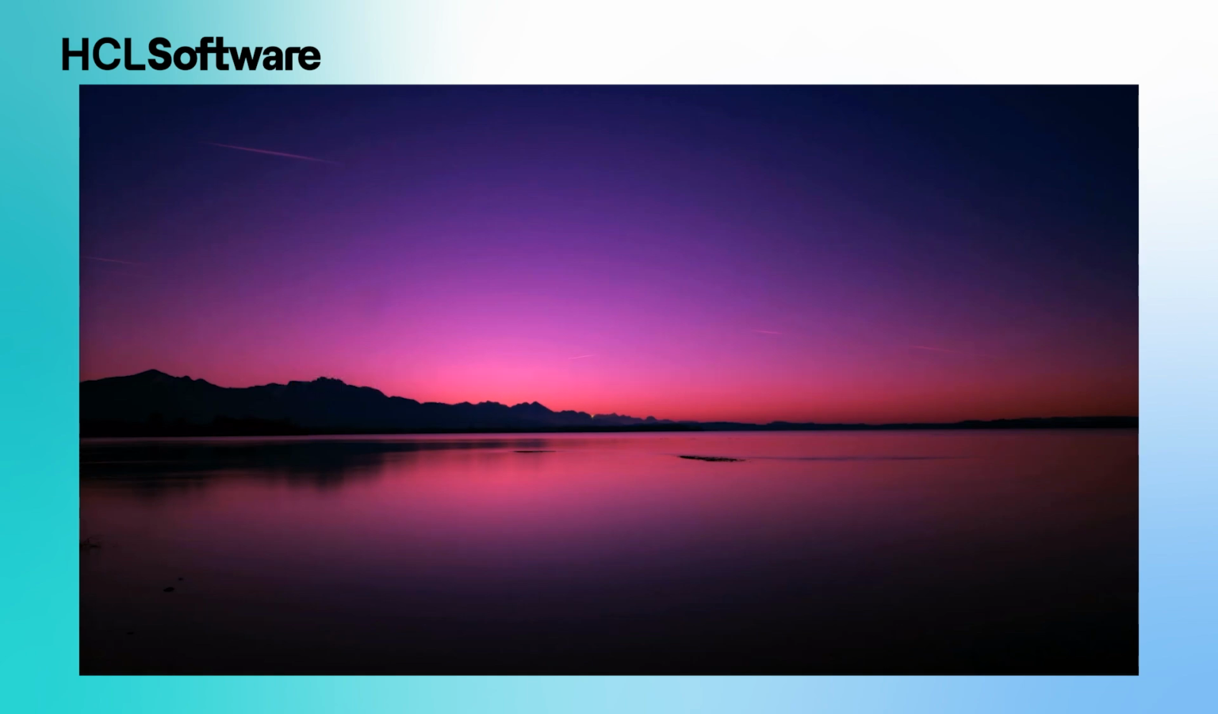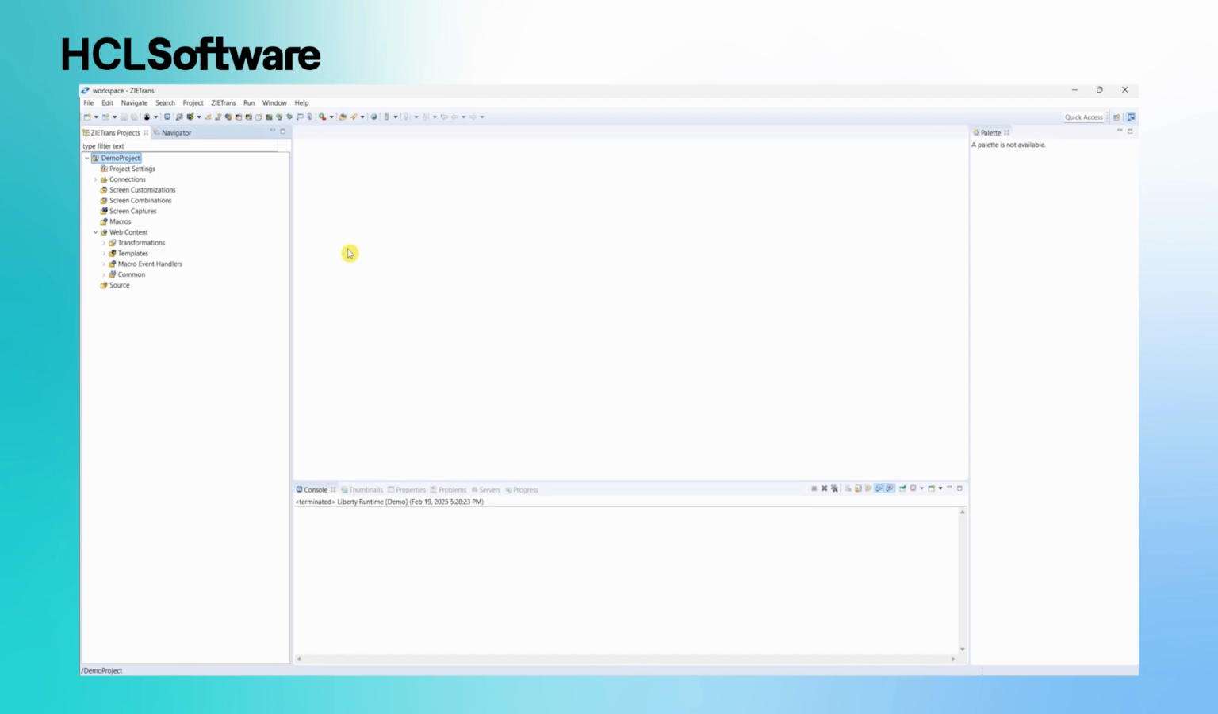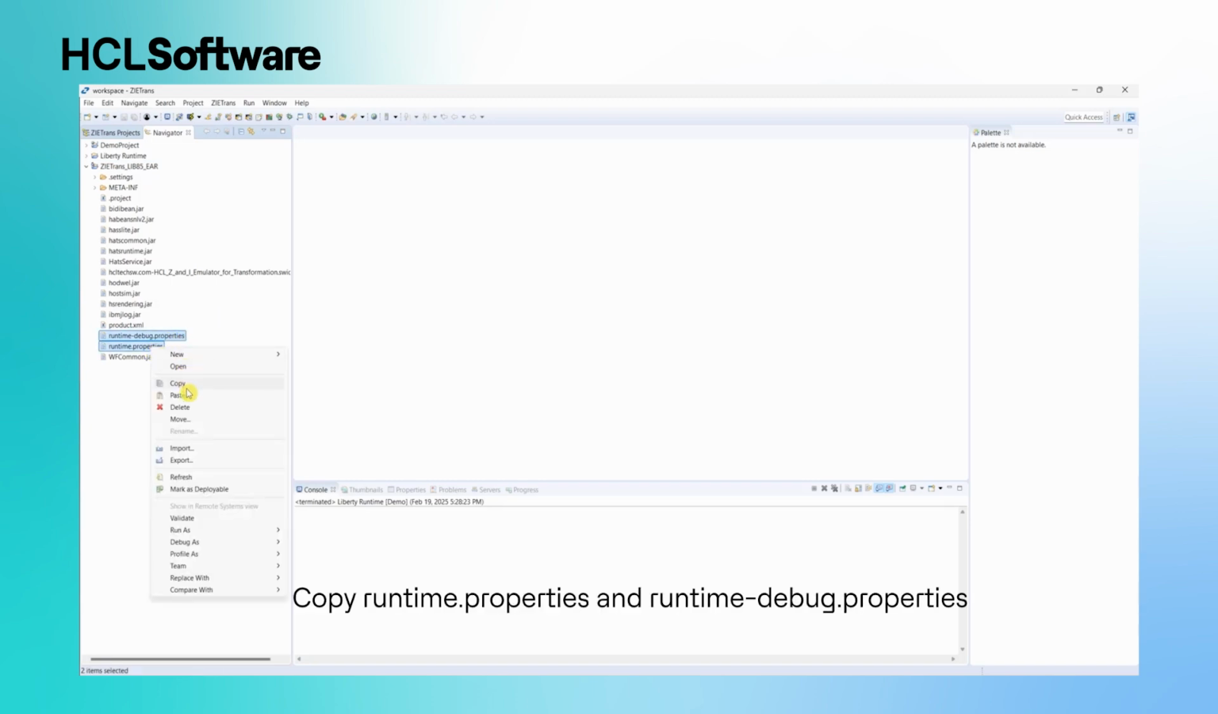Once your machine is rebooted, open your ZIETrans workspace. Go to Navigator tab. Expand your project EAR. And copy your runtime.properties and runtime.debug.properties.